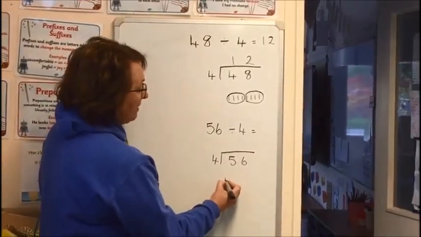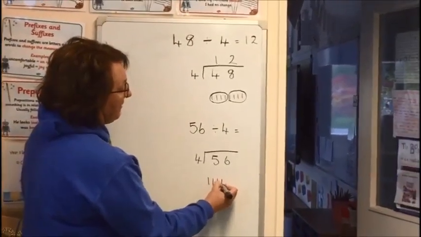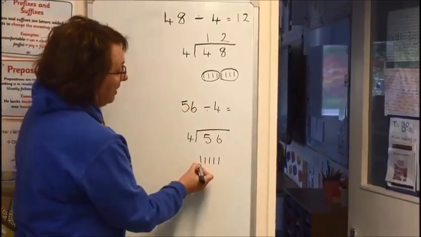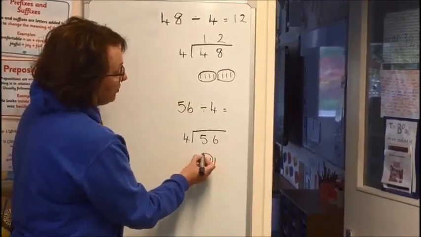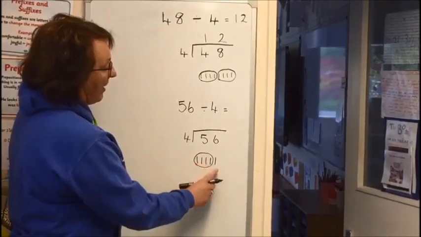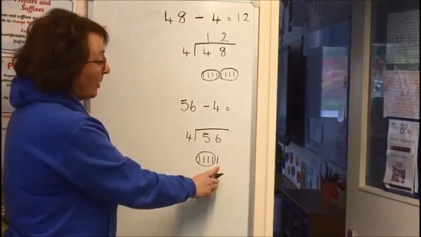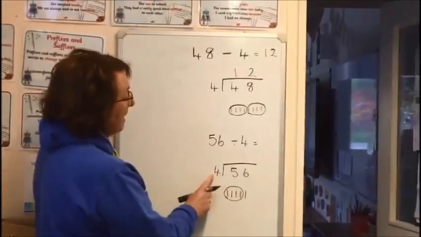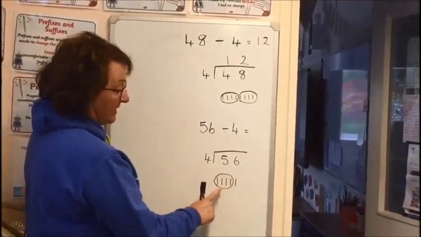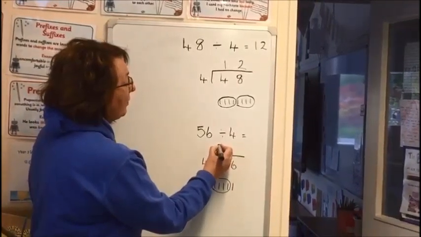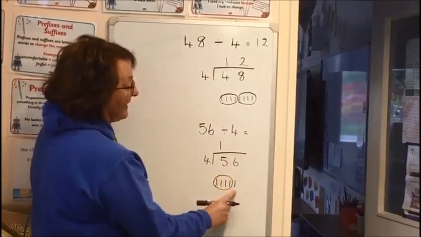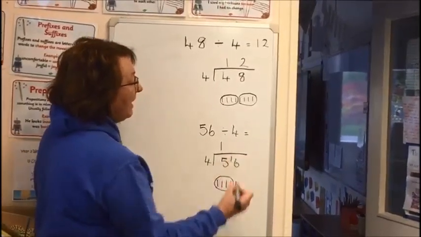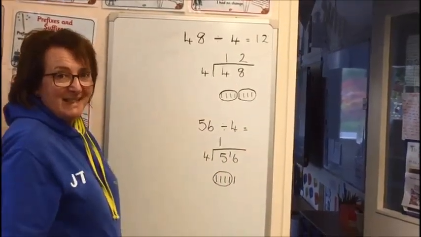So to show you how I would do that, there's my 5, and I'm going to put it into groups of 4. So there's one group of 4, but I've got one little stick that won't go into that group. I can't just forget about him. So what I'm going to do is 4 into 5 is 1. I've got one group of 4. And this little one here, I'm going to put in front of my 6. And now I've made that number 16.